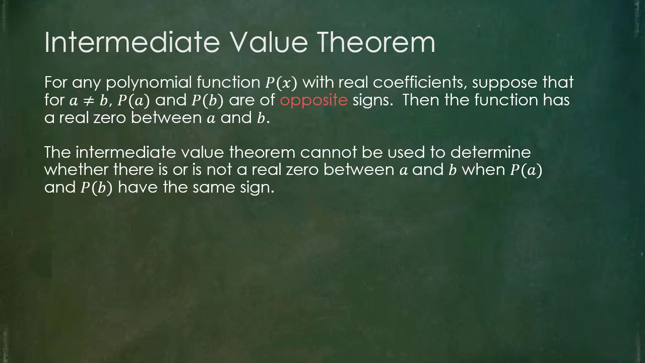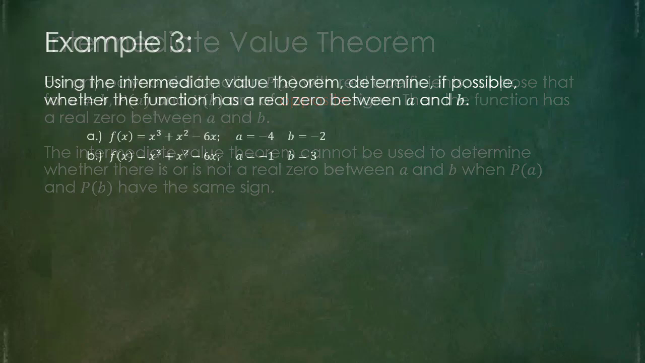So the types of questions that you'll have with this will just kind of give you a couple of numbers and go, will there be a real zero in between these values? And ultimately it just comes down to if you get 2 different values that are opposite, then you would say yes, there has to be a zero in between. If you get 2 that are the same sign, meaning both values come back positive or both values come back negative, then you just say there is no guarantee that there's a real zero.